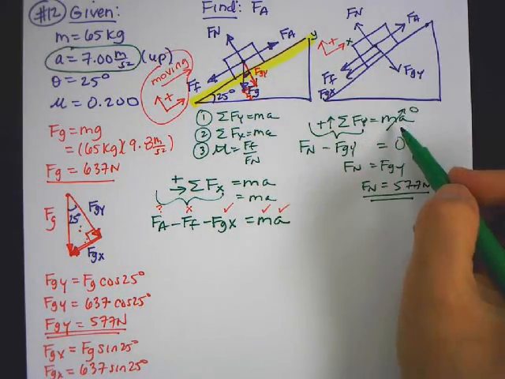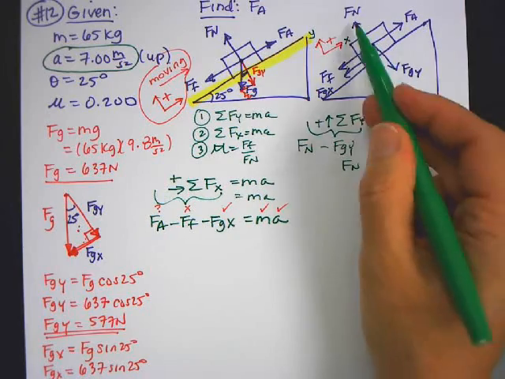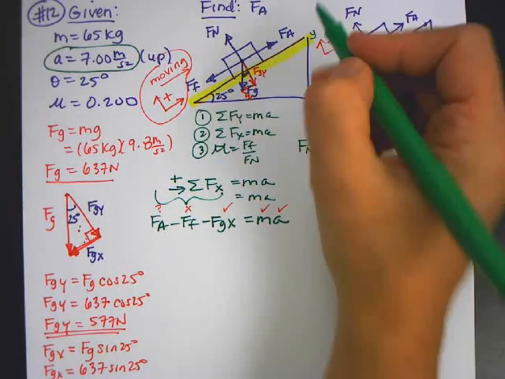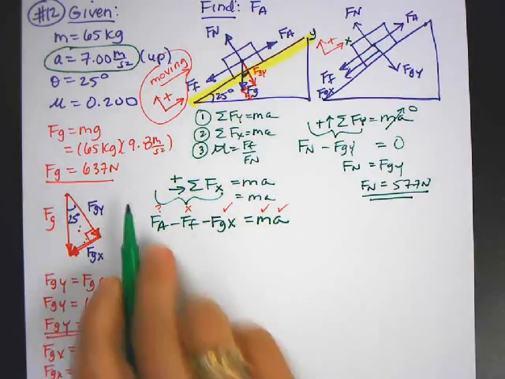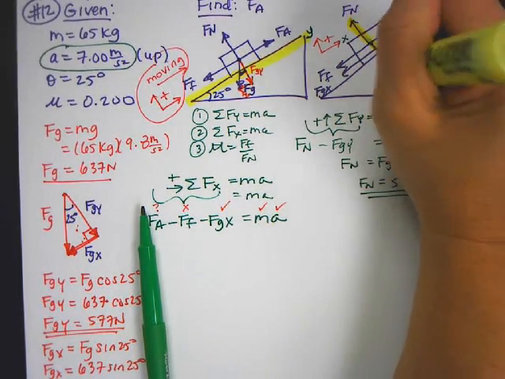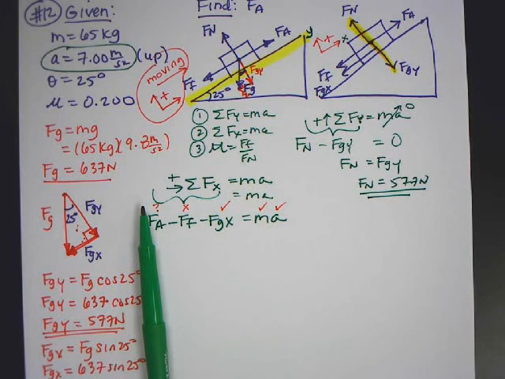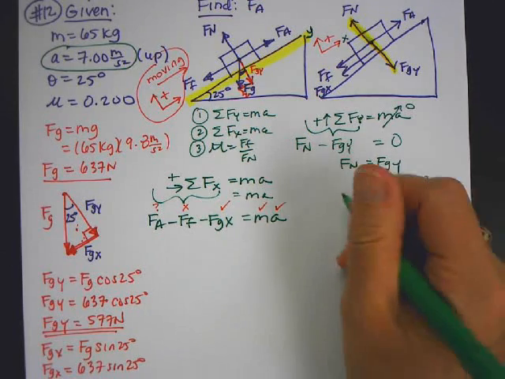It is accelerating up the incline, not perpendicular to the surfaces in contact. This is my Y direction. This direction here, this is my Y, this is my X. So it's not even moving in what I'm calling the Y direction, which is perpendicular to the surfaces in contact. The only other thing to do is the mu equation.